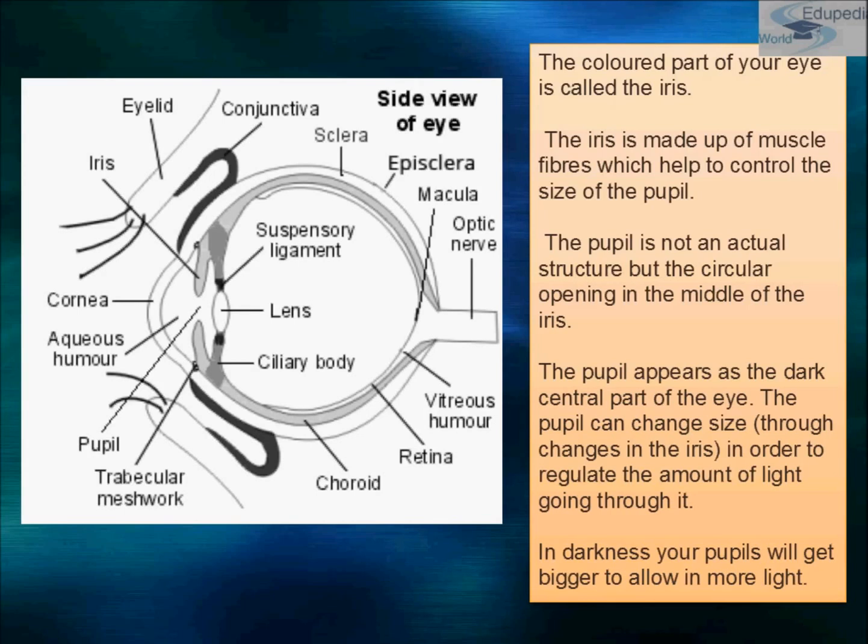In darkness, or you can say in dim light, your pupil will get bigger to allow in more light, because in dim light you won't be able to see anything properly. Whereas on the contrary, in bright light your pupil will get smaller, so that not much of the light enters through it, because too much light will hamper the activity of the eye. Okay, so this was all about the iris.